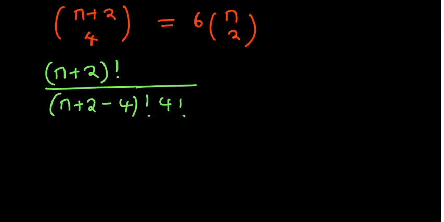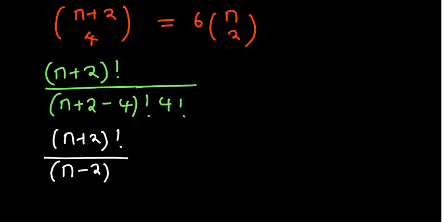What basically do we have? The bottom part will reduce. It will become n, 2 minus 4 is minus 2, so it will be n minus 2 factorial, and then 4 factorial. So at this point, our goal is to somehow do away with the factorial. Now let's try to see what's on the other side.